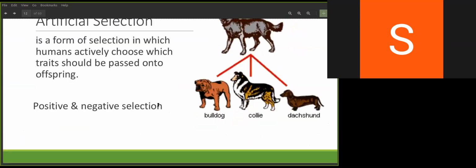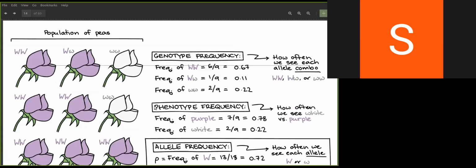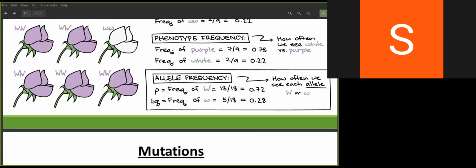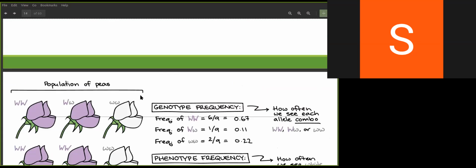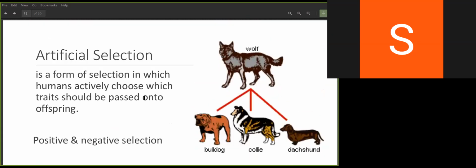Okay, and then before we go, I think this is the last one we are going to consider today: artificial selection. Artificial selection is a form of selection in which humans actively choose which traits should be passed on to the offspring. We decide which are good genes and which are not.